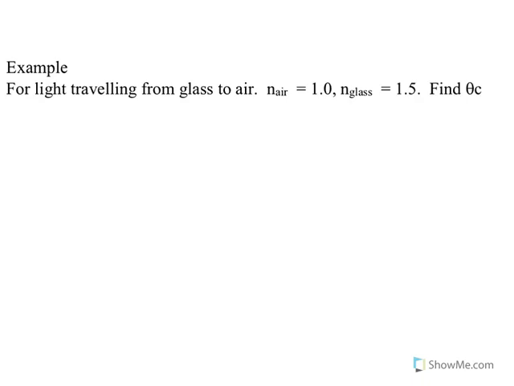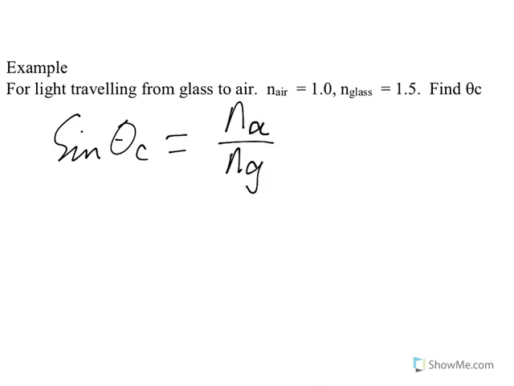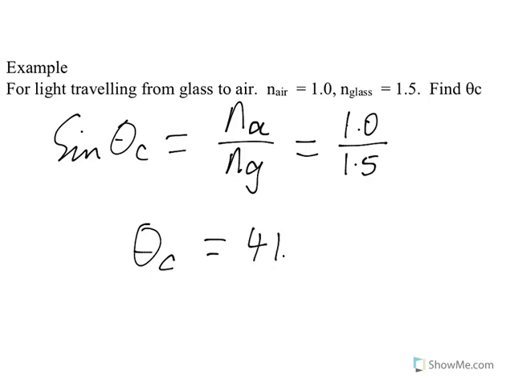Alright, here's our example. We're going from glass to air. Find the critical angle. Sine theta critical is n air over n glass, because it's going from the glass to the air, so air is number 2 and glass is number 1. So that would be 1.0 over 1.5, and then when you put that in your calculator, you find that the critical angle is 41.8 degrees.